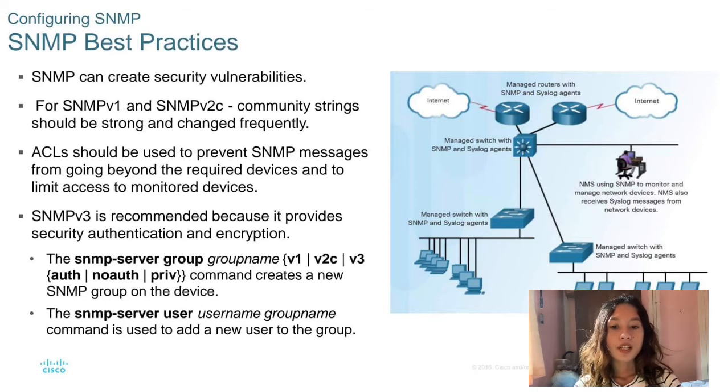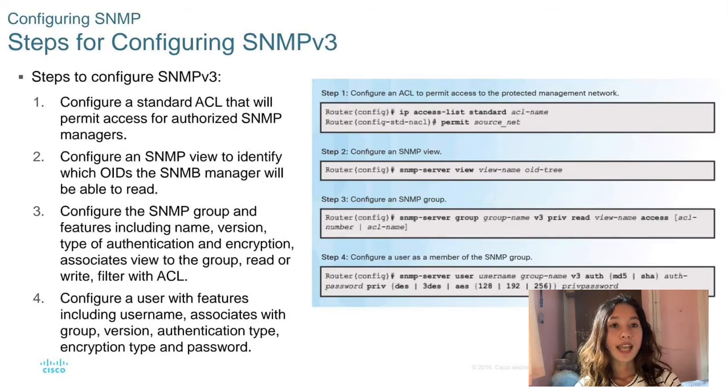The snmp-server group groupname v1, v2c, or v3 auth/noauth/priv command creates a new SNMP group on the device. The snmp-server user username groupname command is used to add a new user to the group. Steps for configuring SNMP v3. So these are the steps to configure SNMP v3.